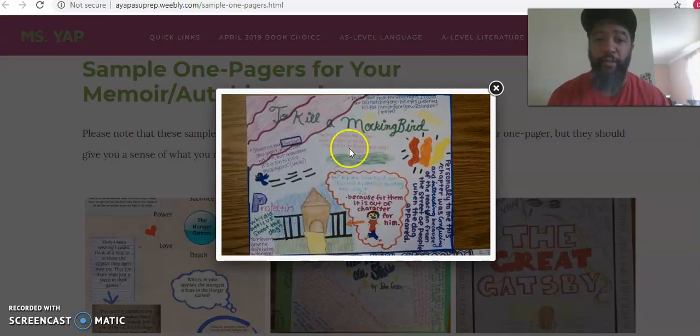Again, there's a summary somewhere over here, pictures, what it means to do certain things, quotes, things like that. So these are what one pagers look like. If you want to Google one pagers or sample one pagers to get a better idea, you can, or you go to this video and pause it.